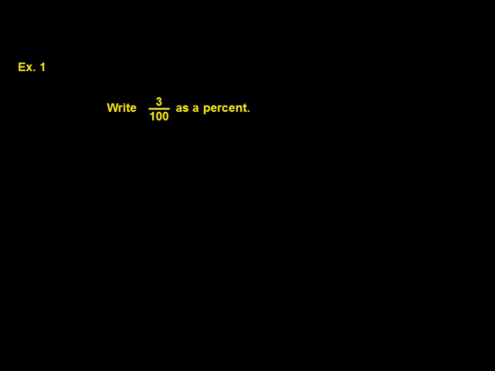Look at example number 1. Write 3 100ths as a percent. So whenever your denominator is already 100, you can simply write the numerator as a percent. 3%.